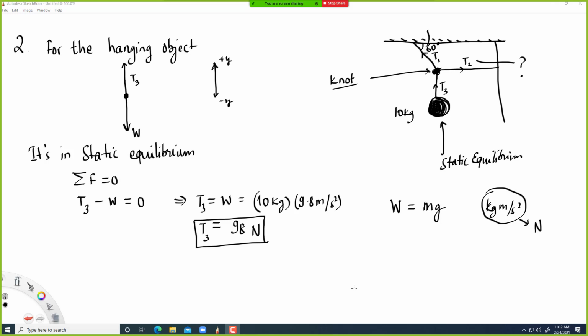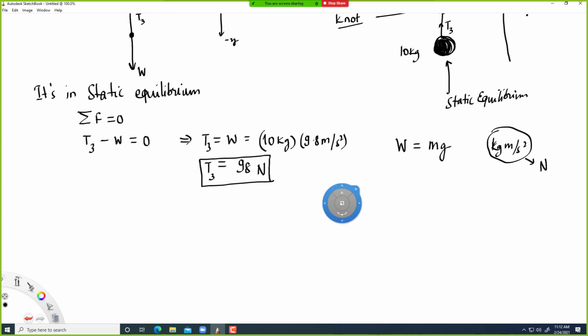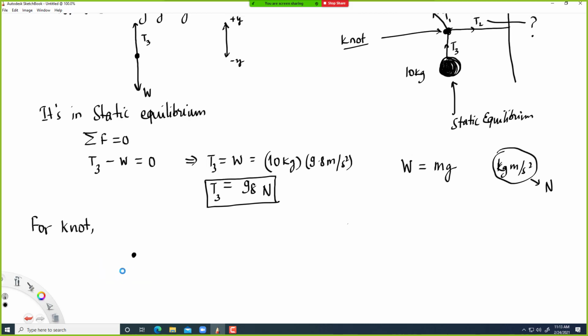Let's consider the knot, and let's draw the free body diagram. Why don't you guys draw the free body diagram for the knot? So please draw the free body diagram. So dot mark for the knot. Think about the forces acting on the knot. We consider that the knot is massless, okay? That means there is no weight. So you can neglect the gravity force on the knot.